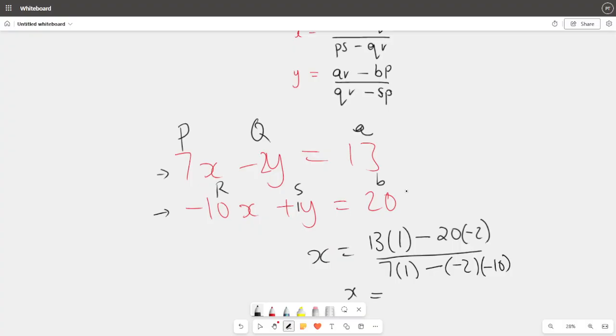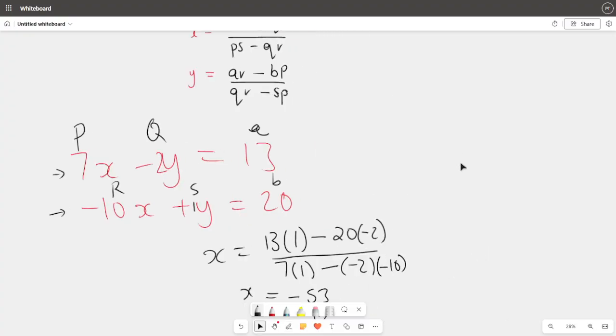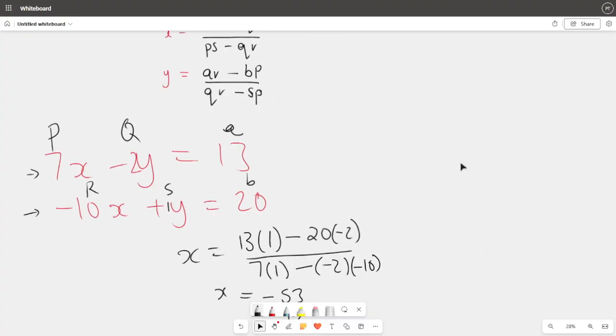Now the value of x right here tells us that it is negative 53 over 13. Okay, so now that's the value of x that we get, right? I want us to actually, I'm going to show you both ways. All right, let's choose this. Let's calculate the value of y.